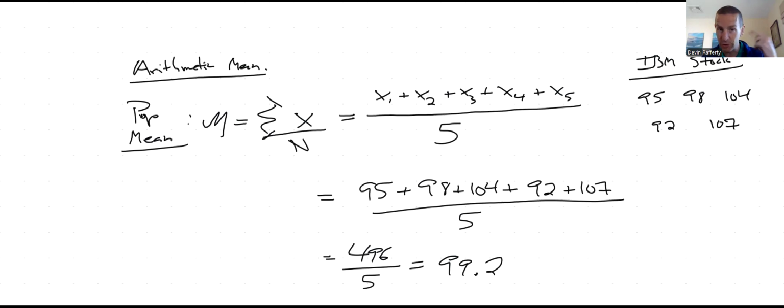But what I'm going to do is double check and make sure I did that correctly, because you should get in the habit of double checking your work. It's always a good habit, whether it's writing, just proofread. If it's mathematics, just check it again. Try to make sure you get the same answer. 95 plus 98 plus 104 plus 92 plus 107 equals 496. I got the same answer, divided by 5, 99.2.